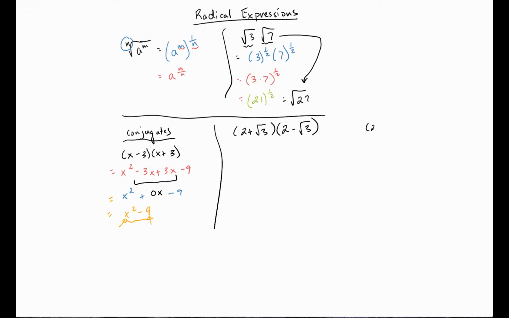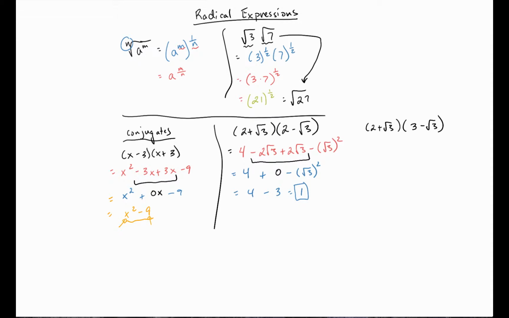If it was something like 2 plus the square root of 3 times 3 minus the square root of 3, that's close, but we're not going to get that relationship where that middle term drops out. We're not going to get those opposites in the middle. Okay, but when we multiply this out, something interesting happens. Again, that middle term becomes 0. And the square root of 3 squared is just 3. So what happens is we don't have a square root anymore. The root goes away. Okay?